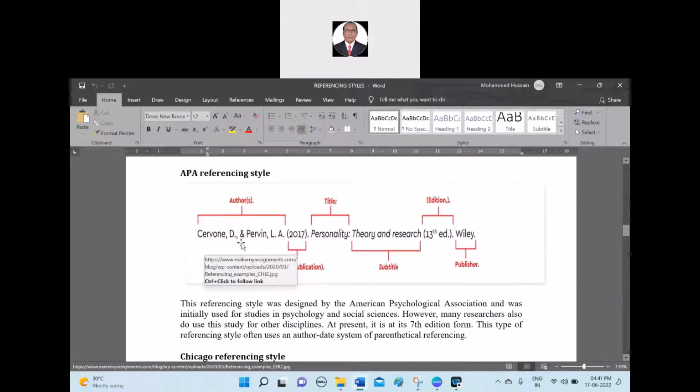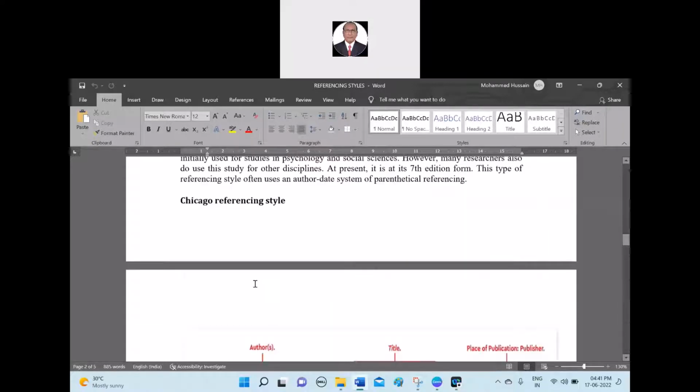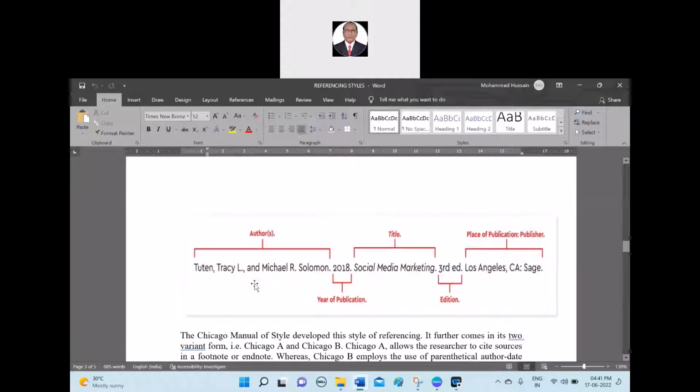In APA style, we use the symbol, but in the Chicago style, we are not using the symbol, but the equivalent English word, and. So, and Michael R. Solomon, because there are two authors. In the above style, we are using the year in the parenthesis, but here we are not using the parenthesis. Note the difference. Then afterwards, the title will be written, Social Media Marketing.